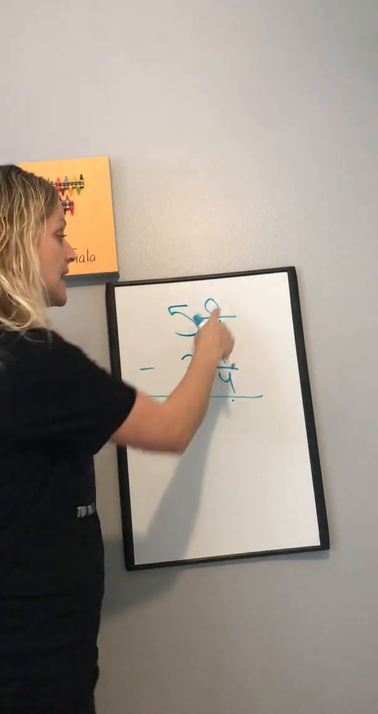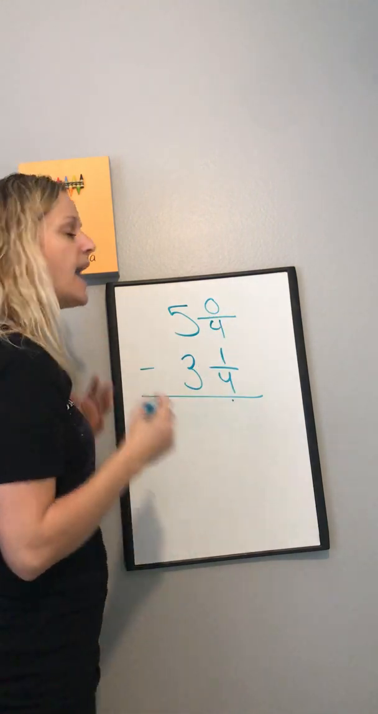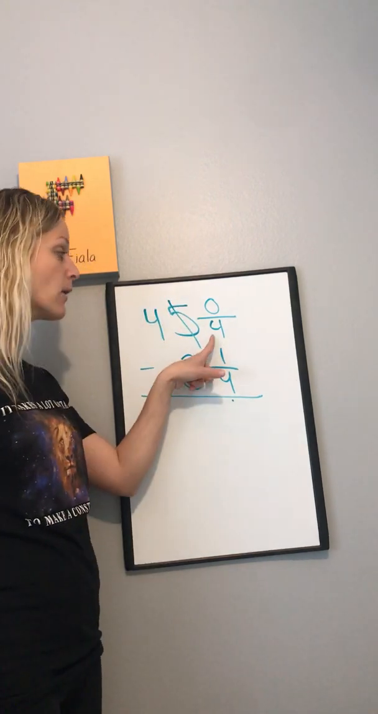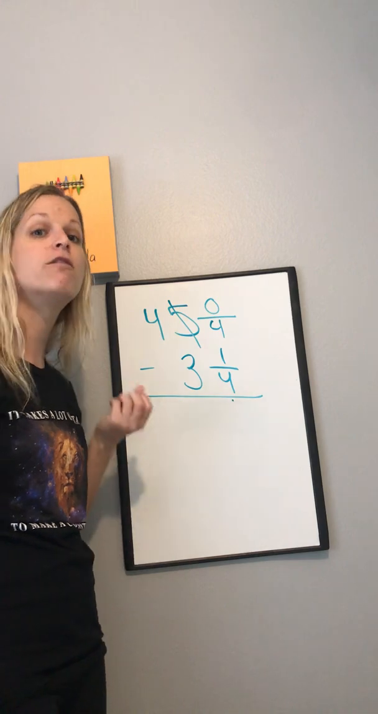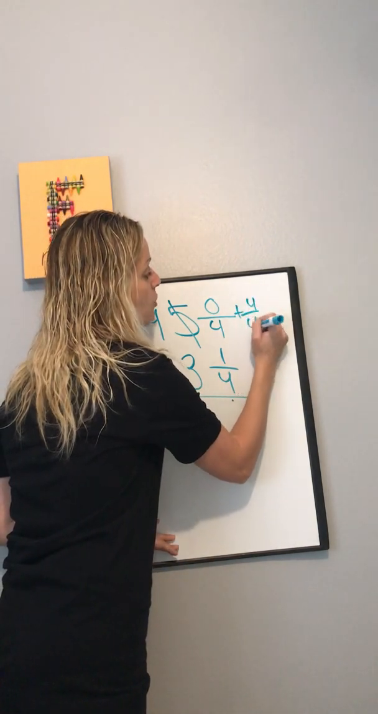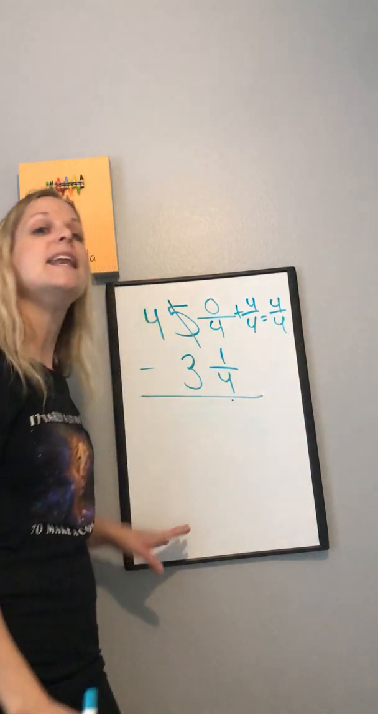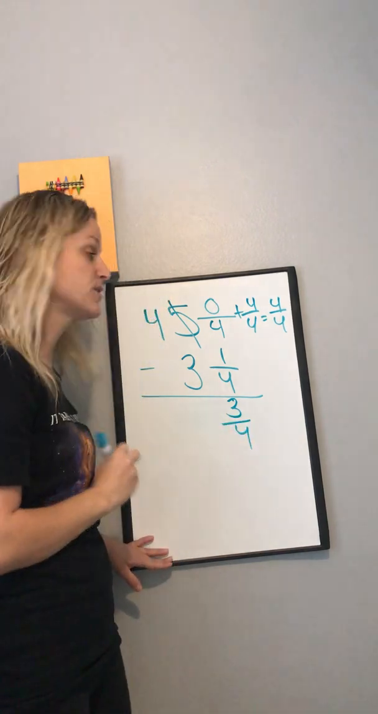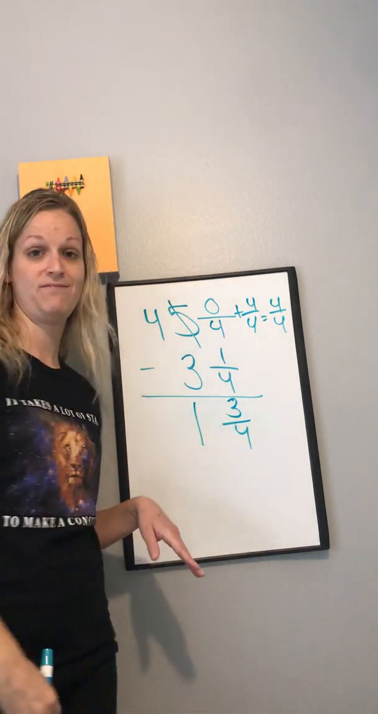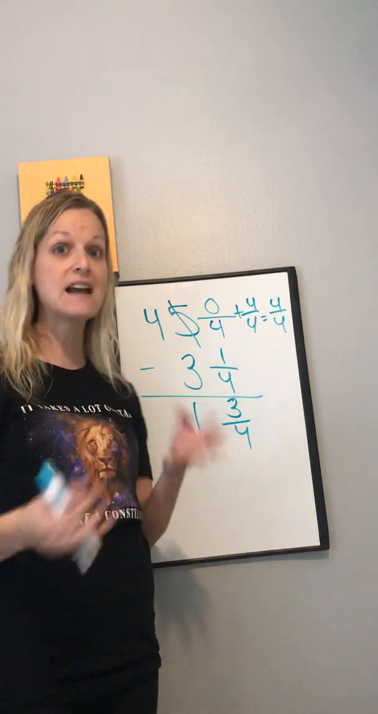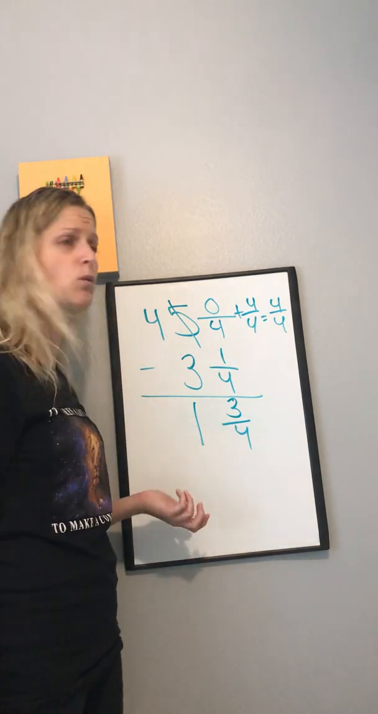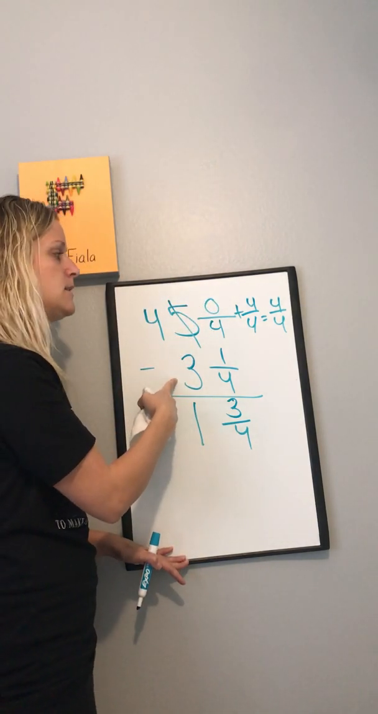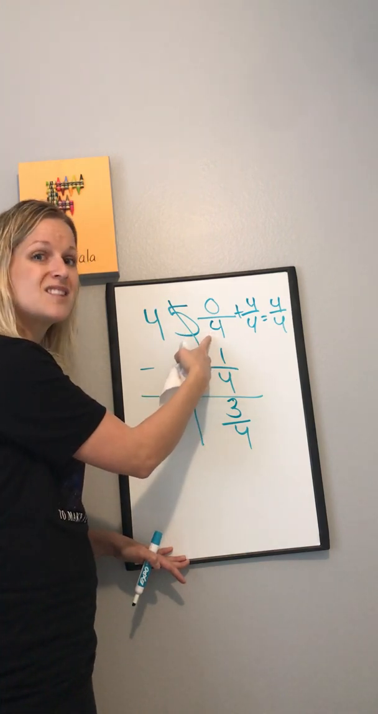So now I'm going to follow my steps. Can I subtract 0 minus 1? I cannot, so I have to borrow. I'm going to borrow from the 5, which becomes a 4. I borrowed a whole. What is a whole for this fraction? 4/4. 0/4 plus 4/4 equals 4/4. Now can I subtract the fractions? 4/4 minus 1/4 is 3/4. 4 minus 3 is 1. My answer is 1 3/4, which is a lot different than the other answer I just had, which was 2 1/4. Okay? So remember, if you're subtracting a whole number minus a mixed number, you need to still borrow.